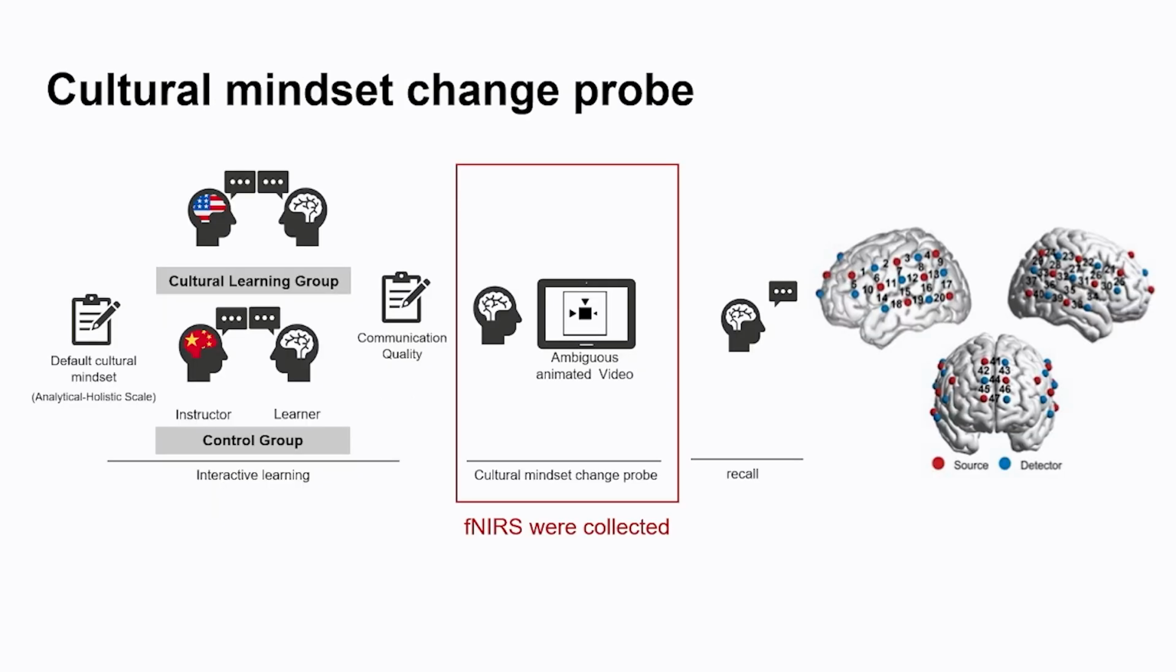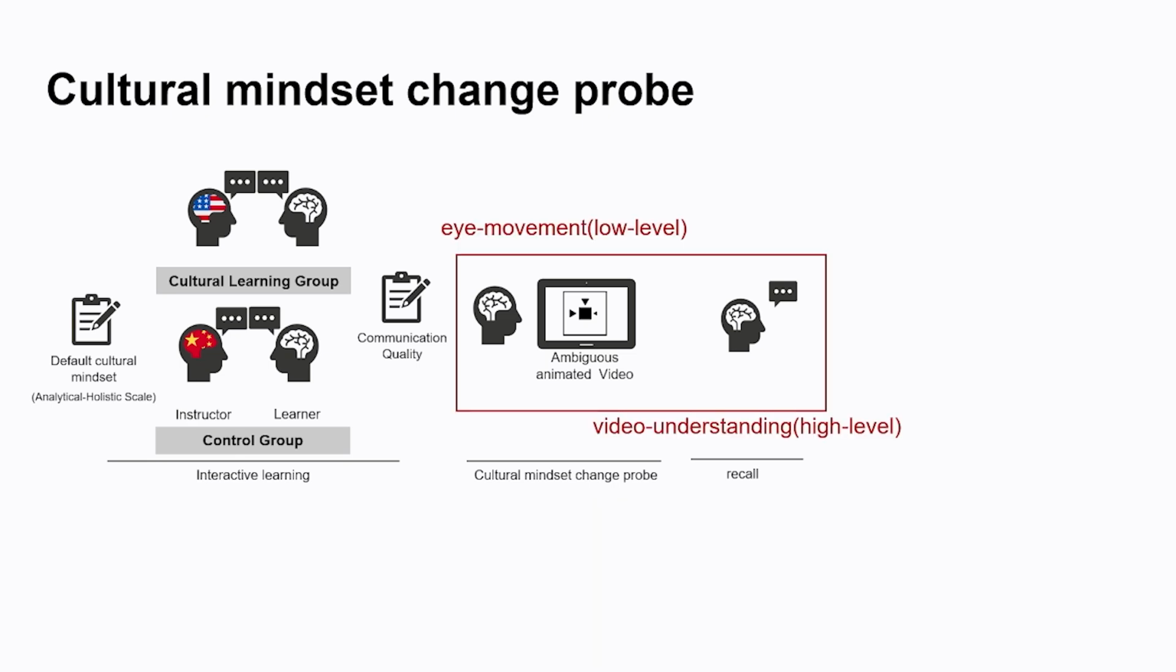During the video watching, fNIRS data were collected, and we also collected eye movement data and their recall transcription after the video watching. We assume that the eye movement data reflect individuals' low-level perception processing, while their recall transcription reflects their high-level video understanding processing.